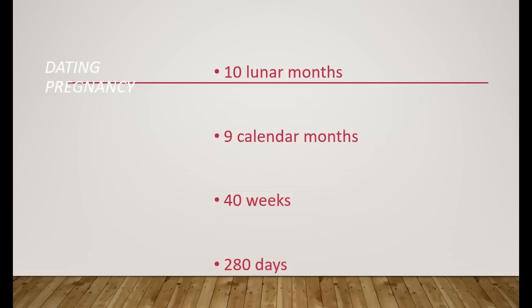So how do we date a pregnancy? A pregnancy lasts 10 lunar months, which is a period of 4 weeks. It is 9 calendar months, 40 weeks, or 280 days.